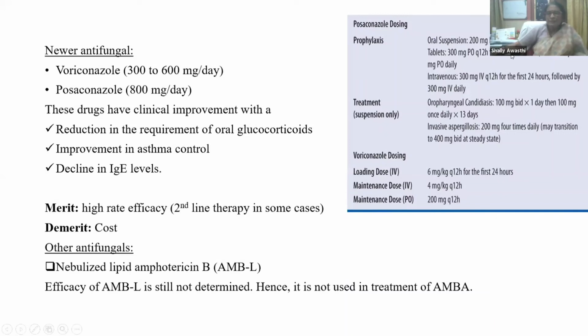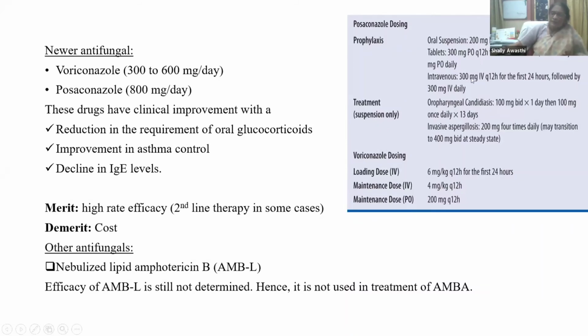And in this table, I'm showing you the doses. Here is the dose of voriconazole. First, there is a loading dose of 6 milligram per kg 12 hourly for the first 24 hours. Maintenance IV dose 4 milligram per kg 12 hourly. And then an oral maintenance dose of 200 milligram twice a day. Same for posaconazole. Posaconazole is given as an oral suspension. Per kilogram dose is not there. Oral 200 milligram thrice a day.